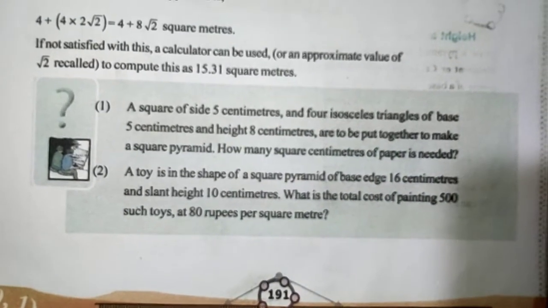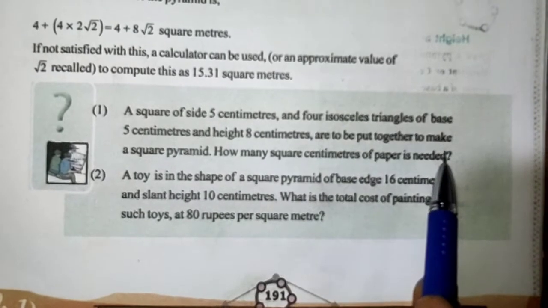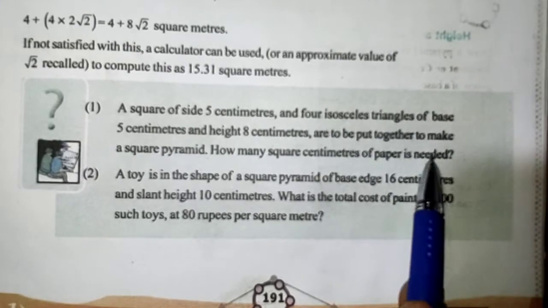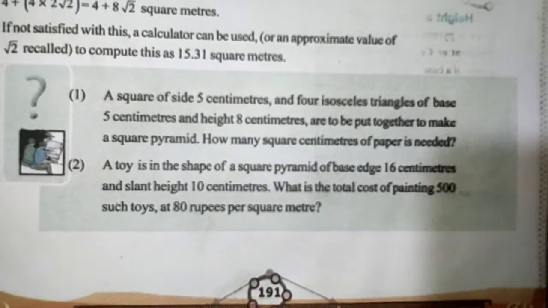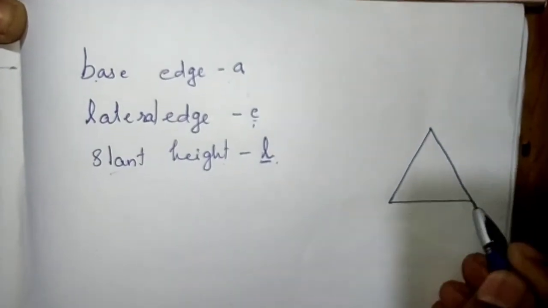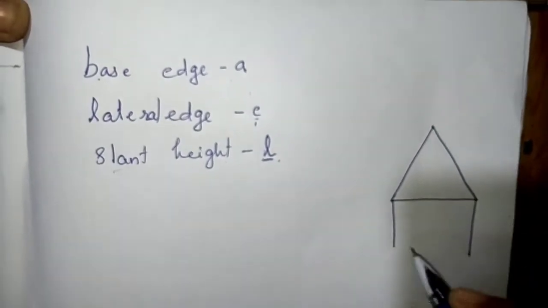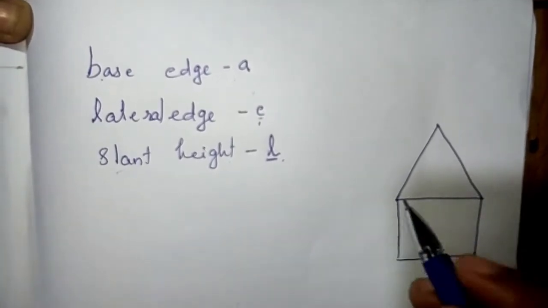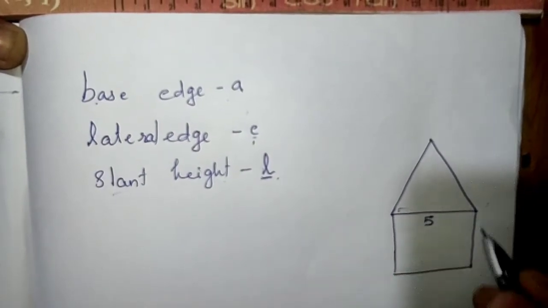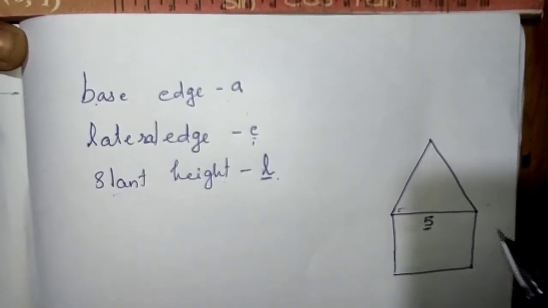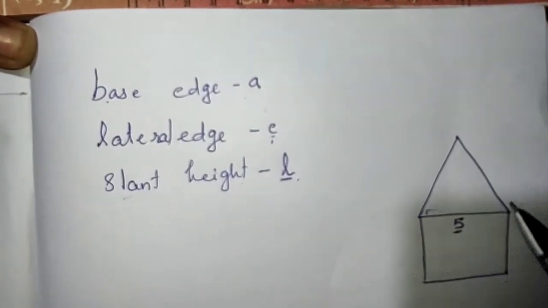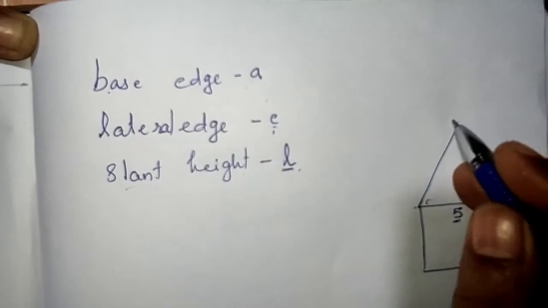So what do we need to find here? Yes, here we need to find the total surface area of the square pyramid. So how do we find the total surface area of a square pyramid? Here you can see a triangle like this and a square attached to it. The side of the square is equal to 5, and here we have 4 isosceles triangles of base 5 centimeters. So this is one of those triangles.